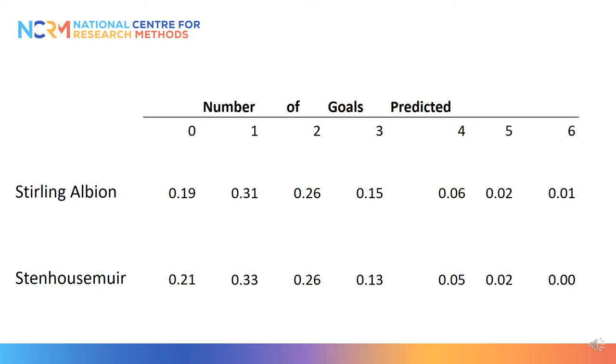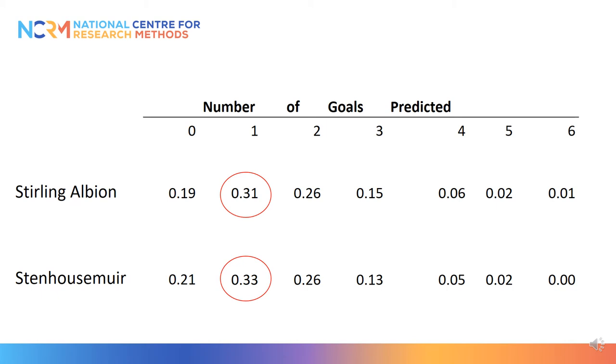Here are the probabilities for each of the two teams. There's a 31% chance of Stirling Albion scoring 1 goal. Stenhouse Muir are also most likely to score only 1 goal. There's a 33% chance. If we multiply 0.31 and 0.33, we can estimate the overall probability that Stenhouse Muir versus Stirling will end 1-1. 0.31 times 0.33 equals 0.103. This suggests that there's a 10% chance of a 1-1 result, i.e. a draw.